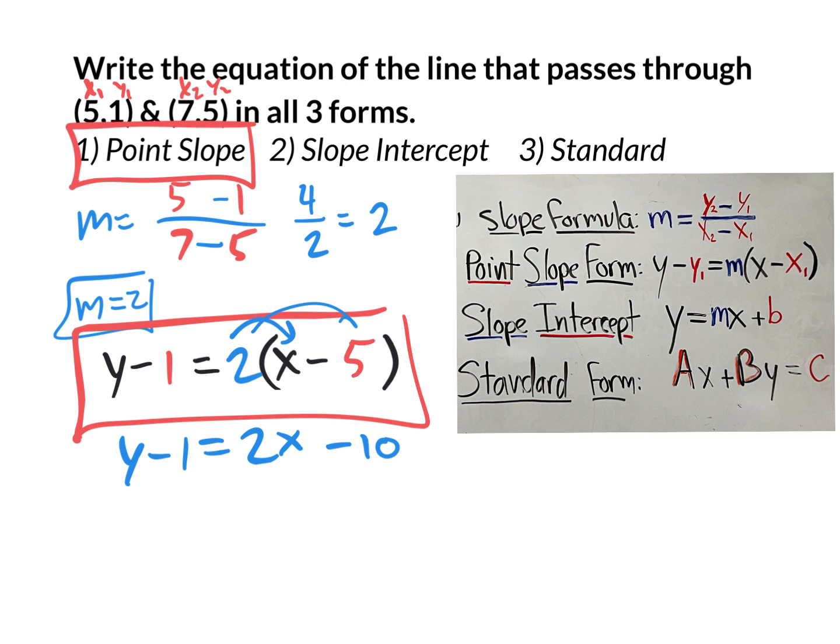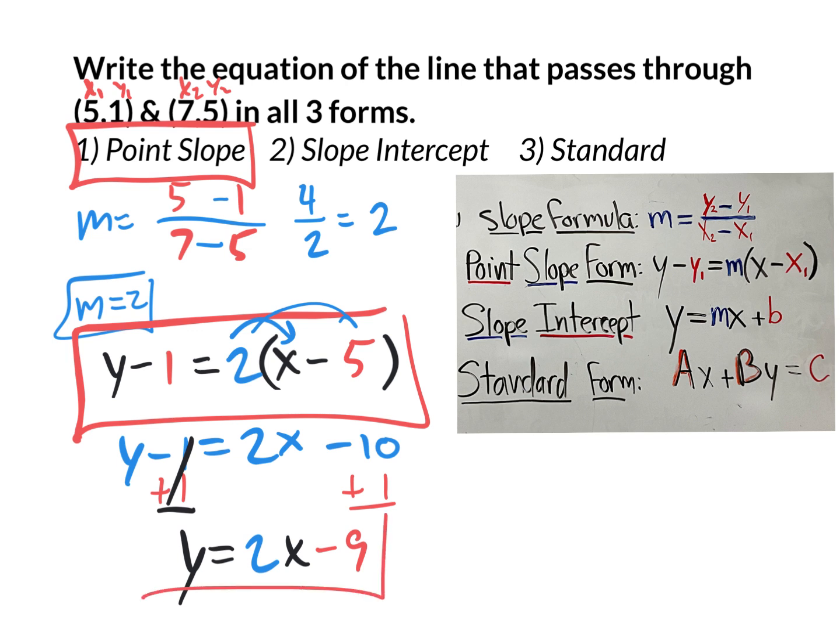All I need to do is move that minus 1 to the other side to get y by itself. I don't want this minus 1. Get rid of it by doing the opposite, plus 1. We do to one side, do to the other, plus 1. You're going to have y by itself. Y equals 2x. The slope is 2. And then the b value is minus 9, because negative 10 plus 1 is negative 9. And this right here is slope-intercept form. Slope-intercept form, y is by itself.